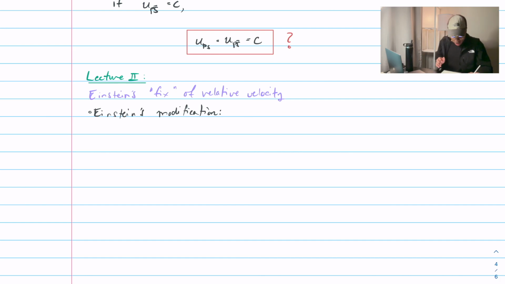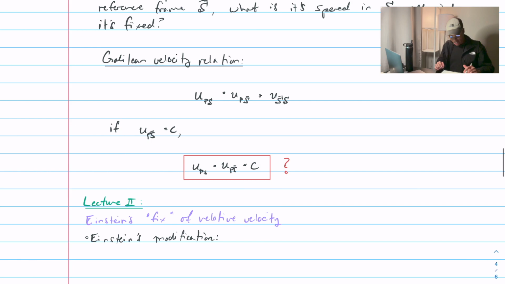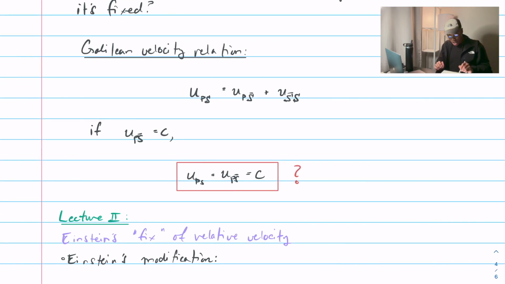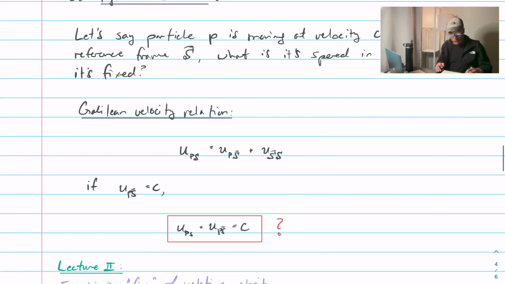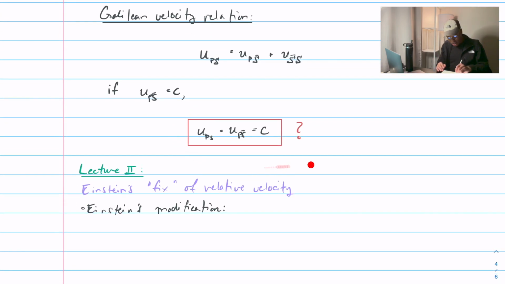So let's remember that the case for why we want to use Einstein's modification is because if we were to use the Galilean velocity relation, we would see that if the velocity of a particle or object p with respect to a moving reference frame S bar is equal to c, then we can't actually get the answer that we would deem correct by Einstein's theorem that regardless of relative motion between observers, the speed of light is constant. So basically, we need to figure out a fix to this.